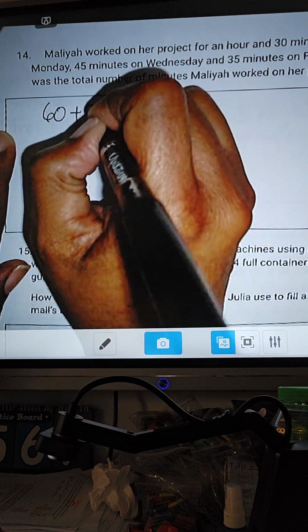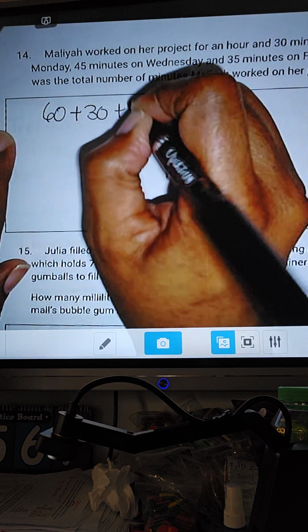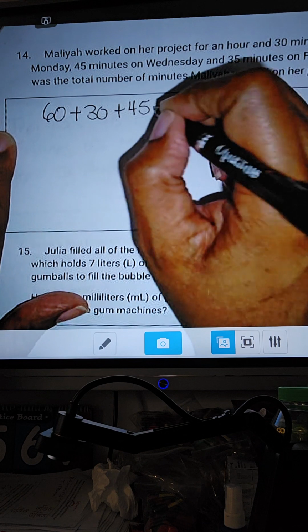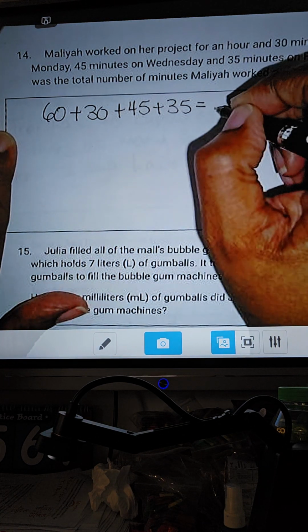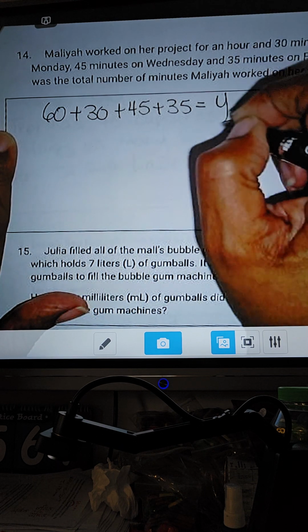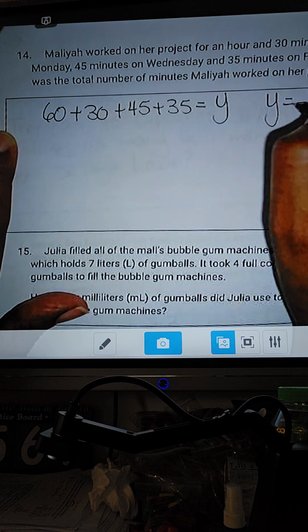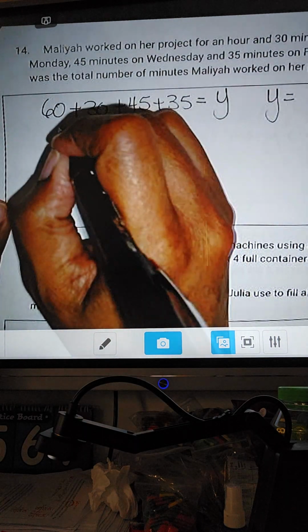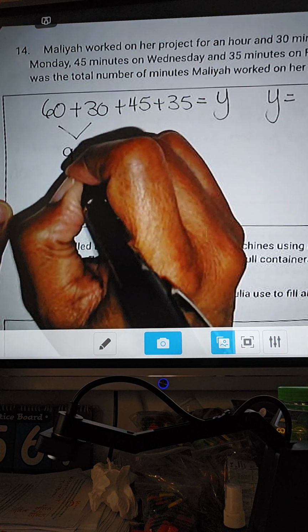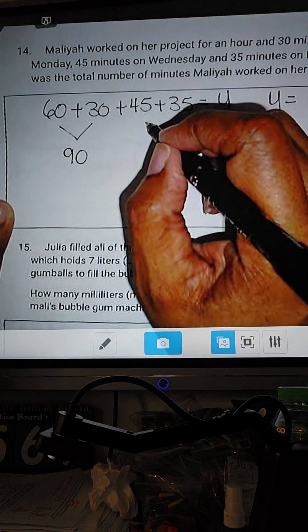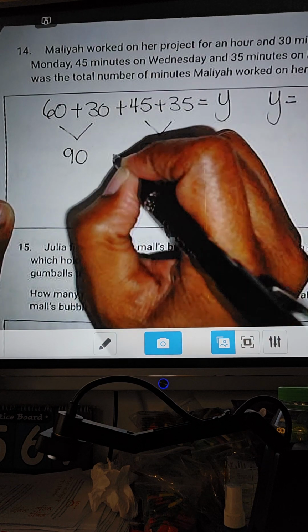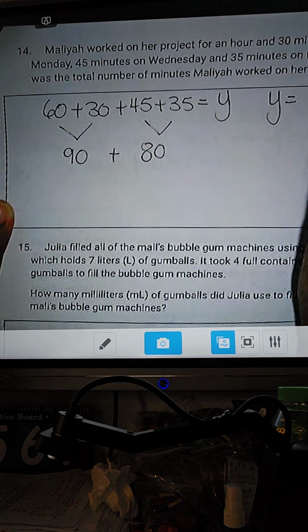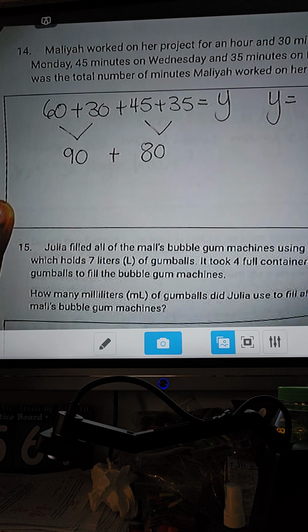60 plus 30 plus 45 plus 35 equals y. Let's find out. 60 plus 30 is 90. 45 plus 35 is 80. 90 plus 80 equals 170 minutes.